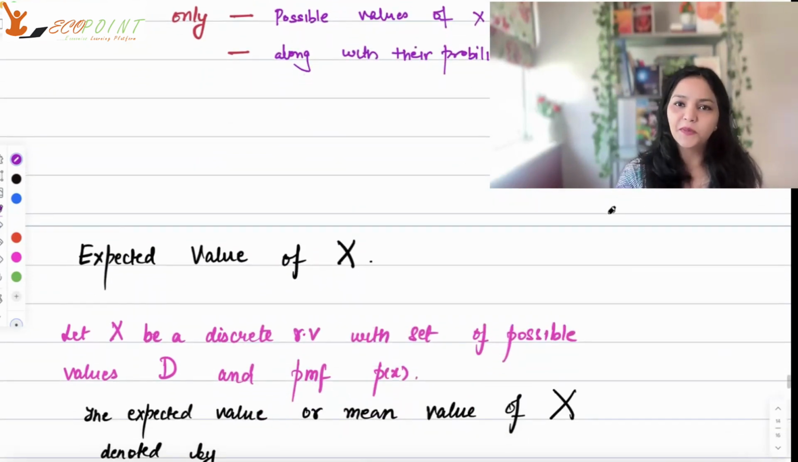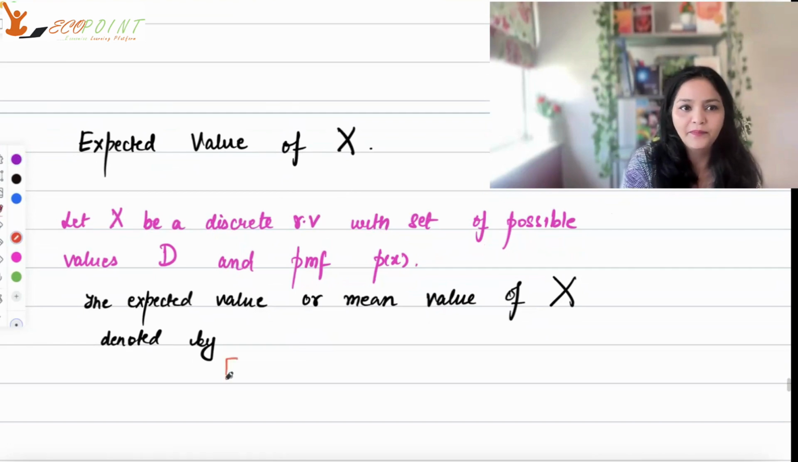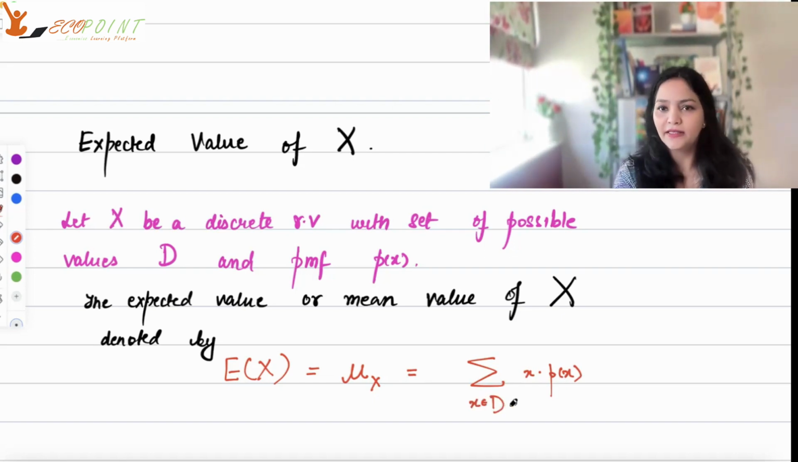So formally speaking, the expected value of any random variable X, discrete in this case, okay? Let X be a discrete random variable with set of possible values, say D is the domain, and probability mass function Px. The expected value or mean of X is denoted by E(X). You can also use the symbol mu, and it's nothing but the summation of x into its probability over all the values that X can take, okay?